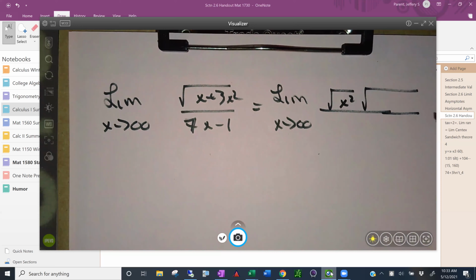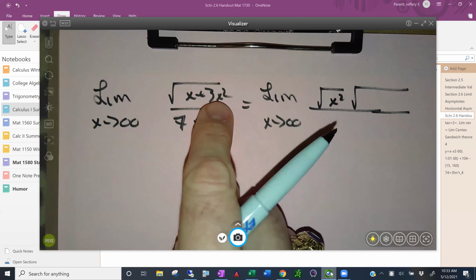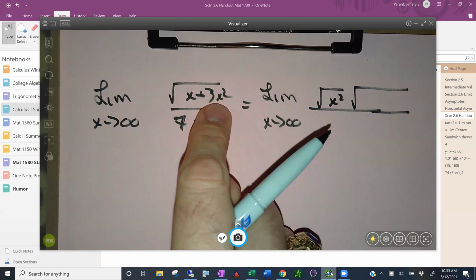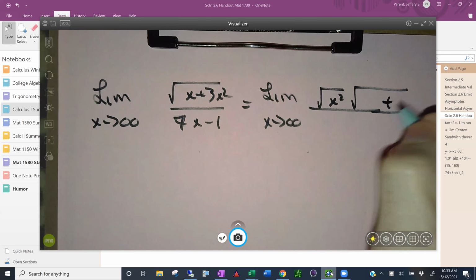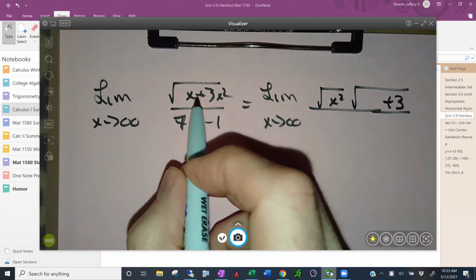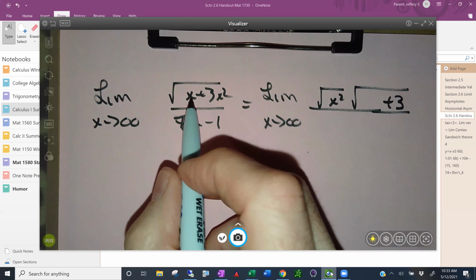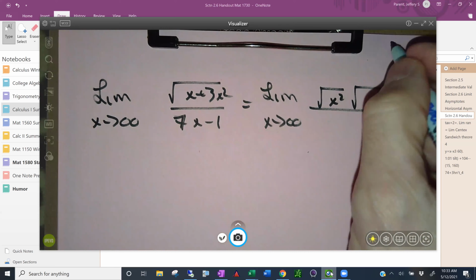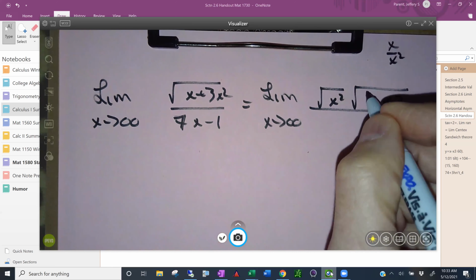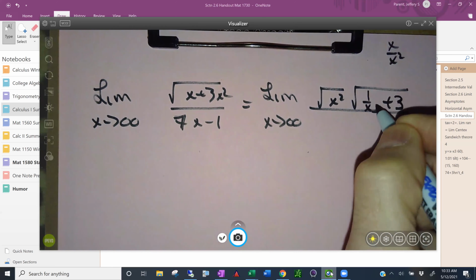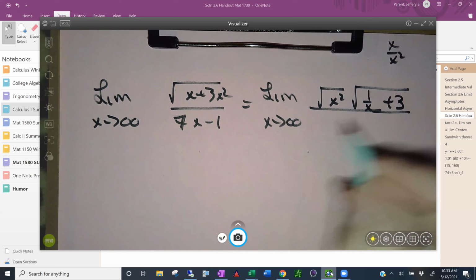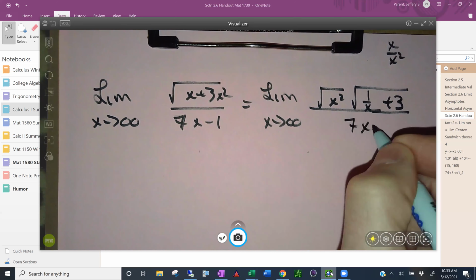Let's just do this in our heads. If I factor out the x squared, what's going to be left there? A 3. And then if I do the same thing here, if I divide this by x squared, I'll have x over x squared, but that simplifies to 1 over x. Now the denominator stayed the same, like that.